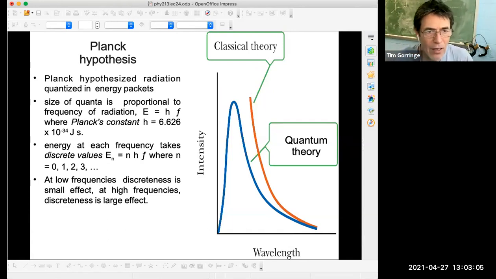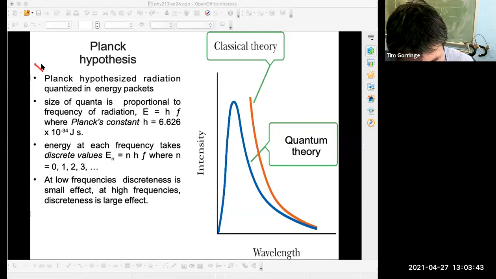And that's where Max Planck came up with his idea, this hypothesis. And his hypothesis was that the energy in radiation, electromagnetic radiation, actually came in packets. And we're going to see how energy coming in packets can rescue the theory. So specifically, here's the packet idea.